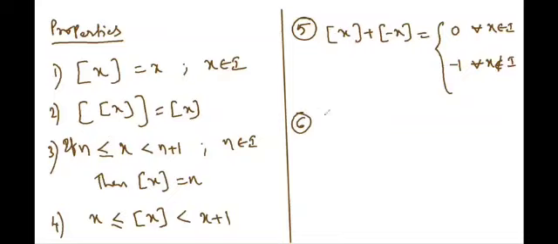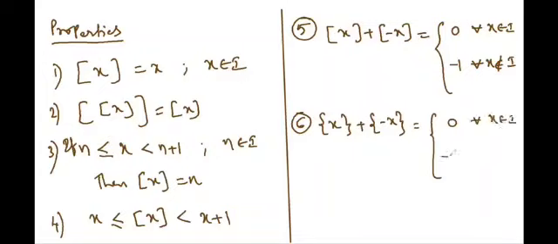Next, fractional part of x plus fractional part of minus x is 0 whenever x belongs to the integers. It is 1 for all x that do not belong to the integers. This is the fractional part of x definition. Fractional part means its answer will always lie between 0 and 1.